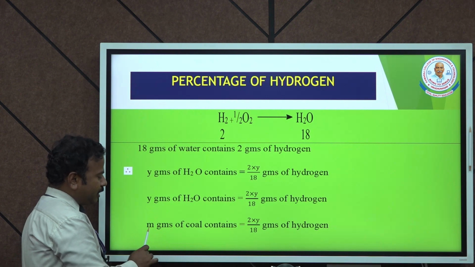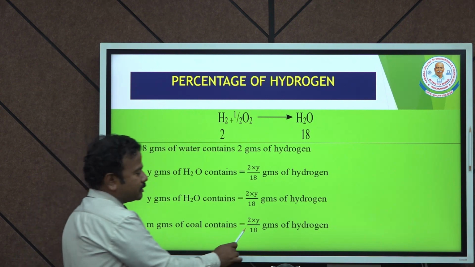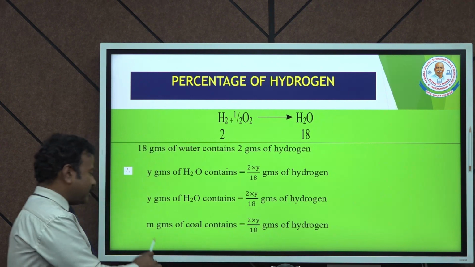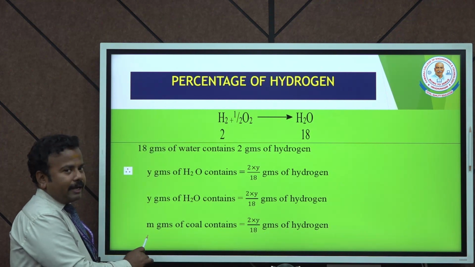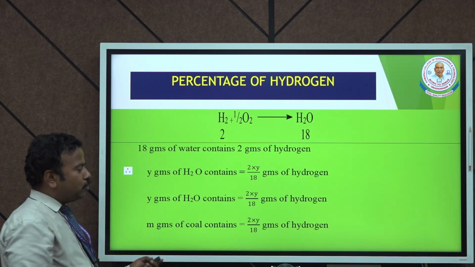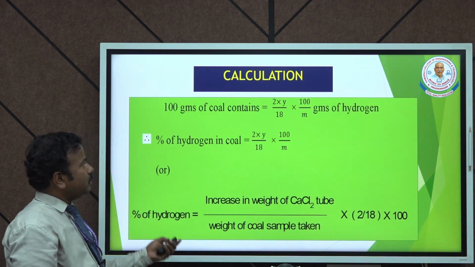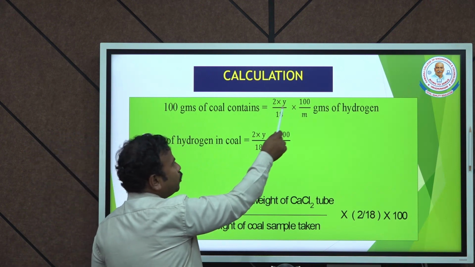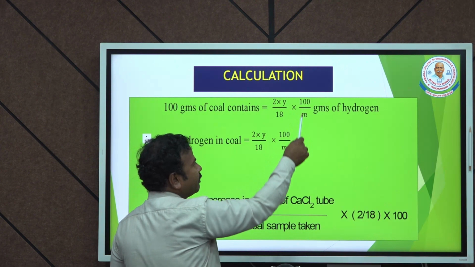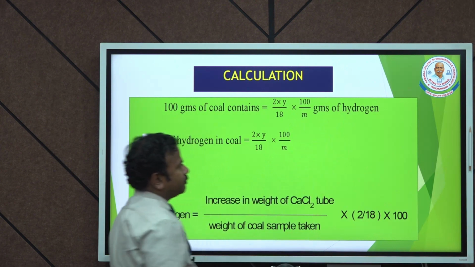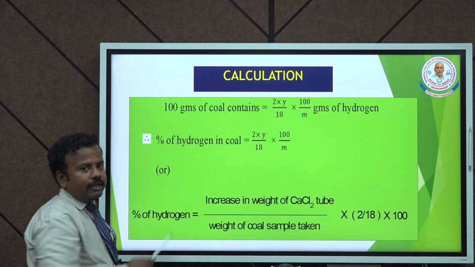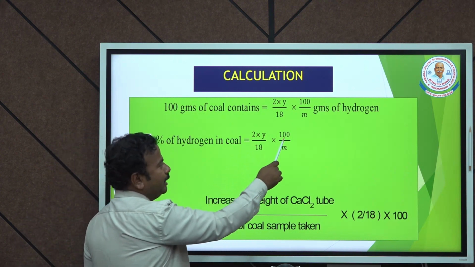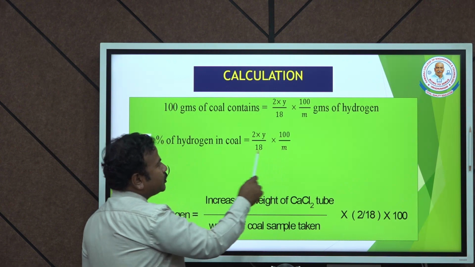So the same thing, that is, m grams of coal sample contains 2 into y divided by 18 grams of hydrogen. So m is nothing but the coal sample we had taken. Therefore 100 grams of the coal sample contains 2 into y divided by 18 into 100 divided by m grams of hydrogen. So here the percentage of hydrogen in coal is equal to 2 into y divided by 18 into 100 divided by m. So that is the calculation.